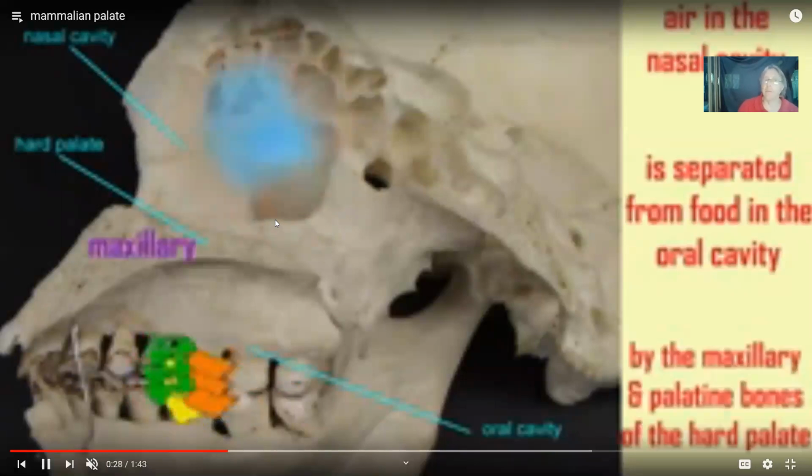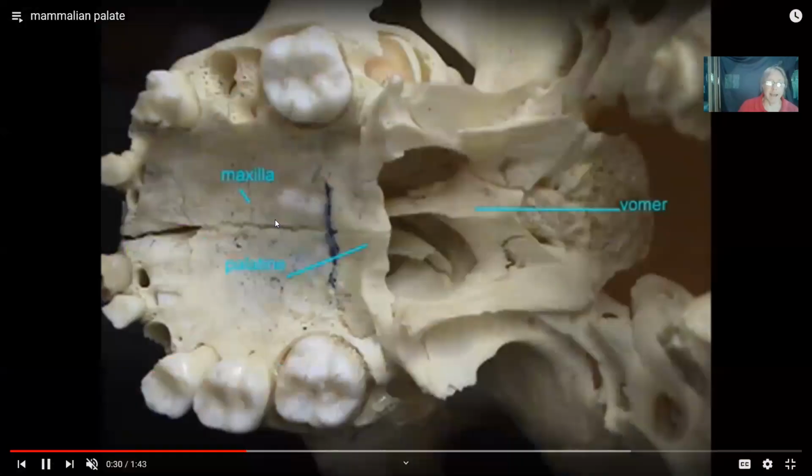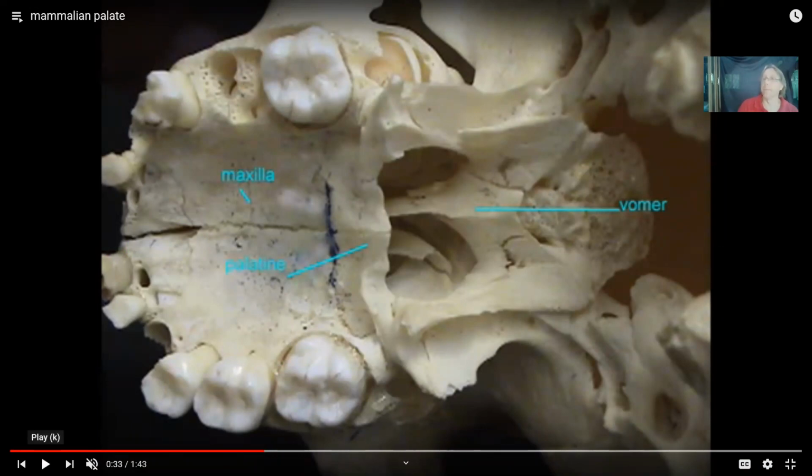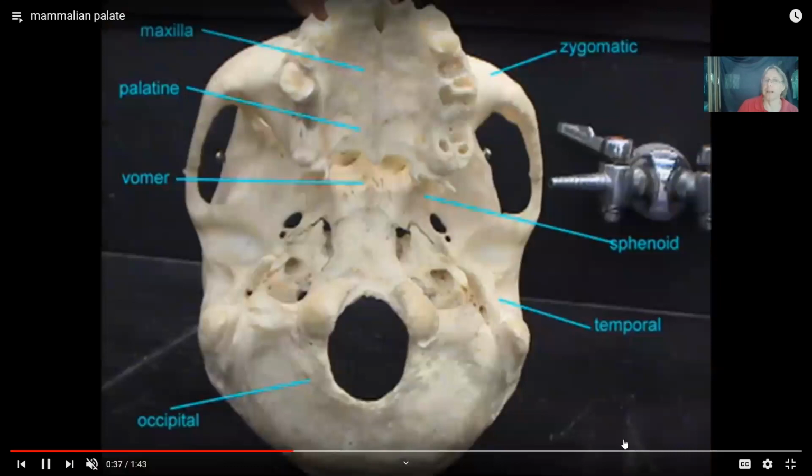And then we also need to be breathing a lot. And as such, there is what's called a palate, a hard and a soft palate. The hard palate is made of the fusion of two bones in the roof of the mouth, a process of the maxilla, the maxillary bones, and then this small bone here called the palatine bones. So the maxillary and palatine bones fuse to make this palate.